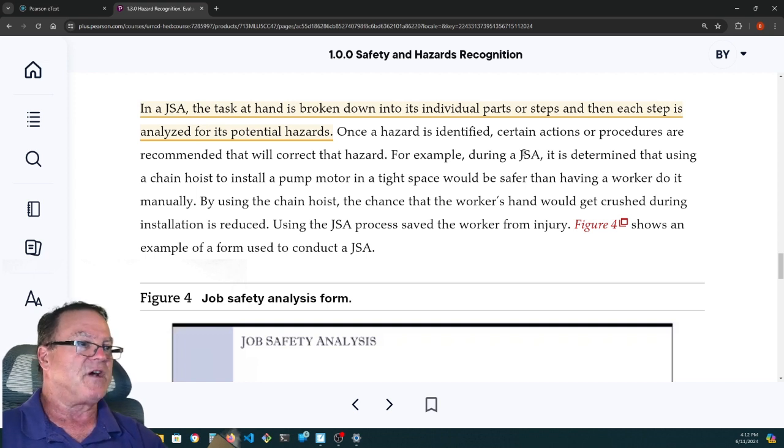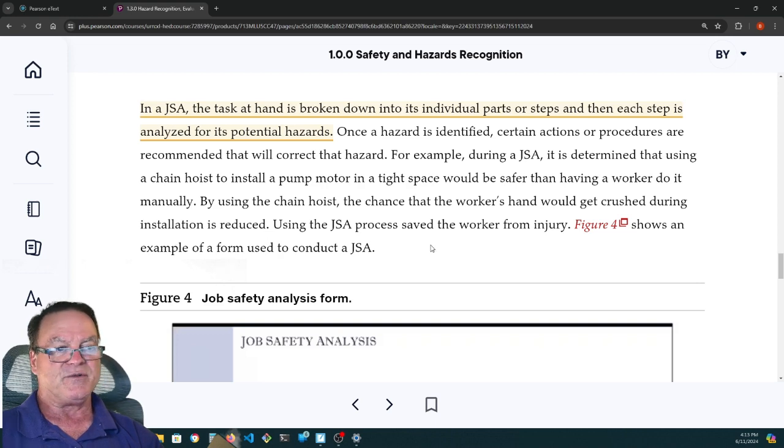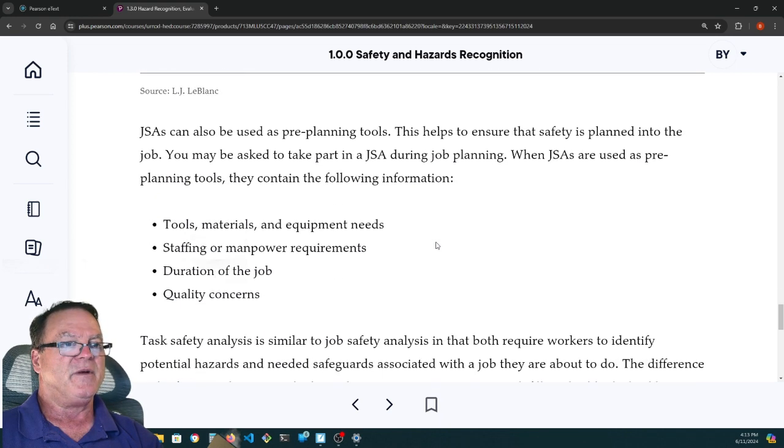For example, during a job safety analysis, it's determined that using a chain hoist to install a pump motor in a tight space would be safer than having a worker do it manually. By using the chain hoist, the chance that the worker's hand would get crushed during installation is reduced. So you look at the job, you try to think what might go wrong, and then take corrective actions to correct it before you've even started work.